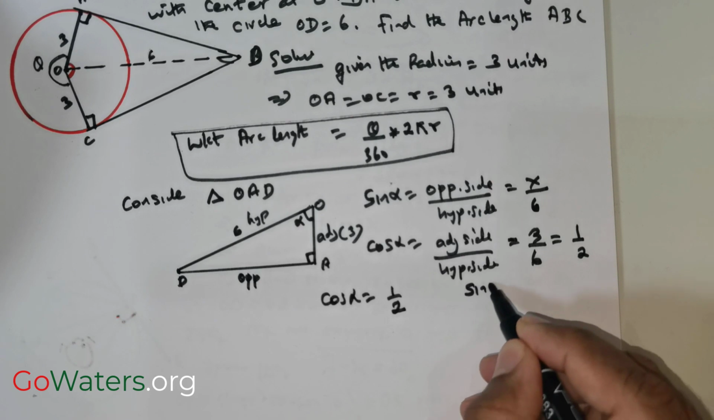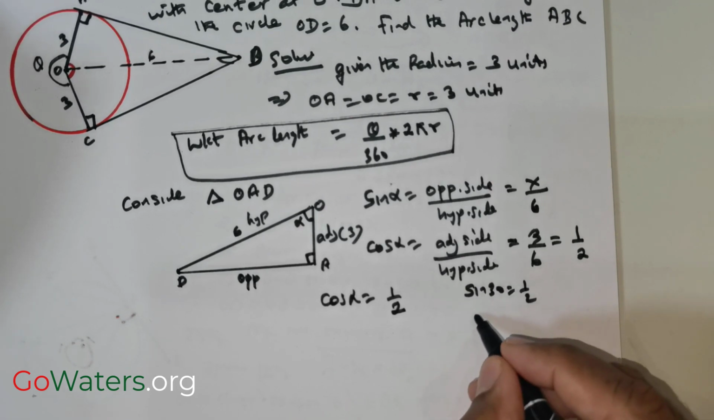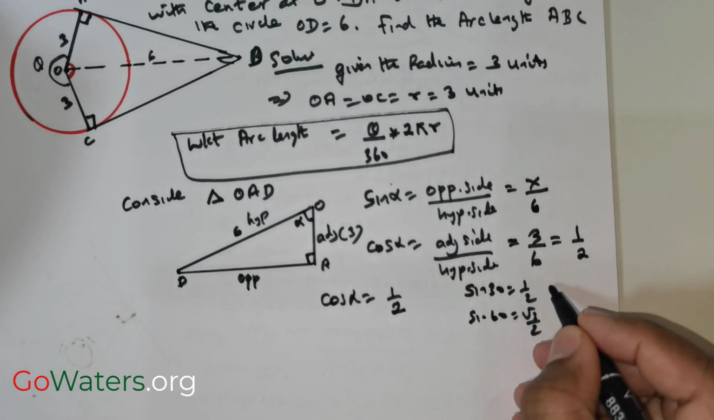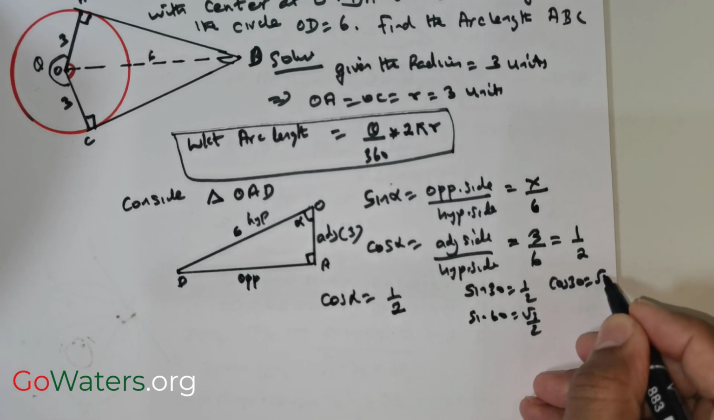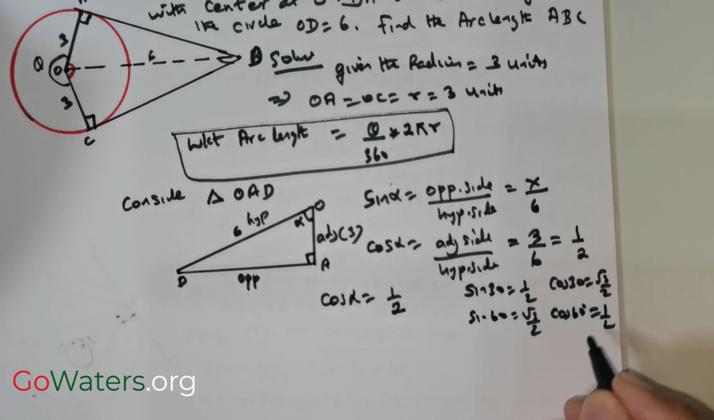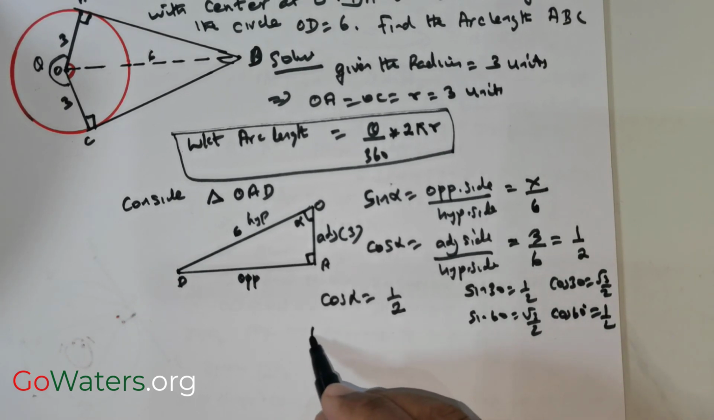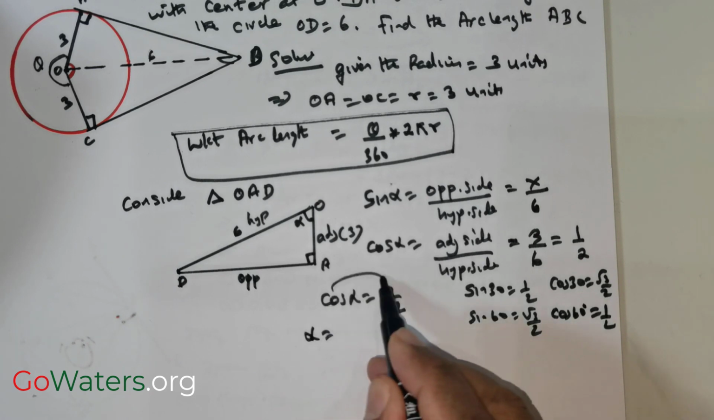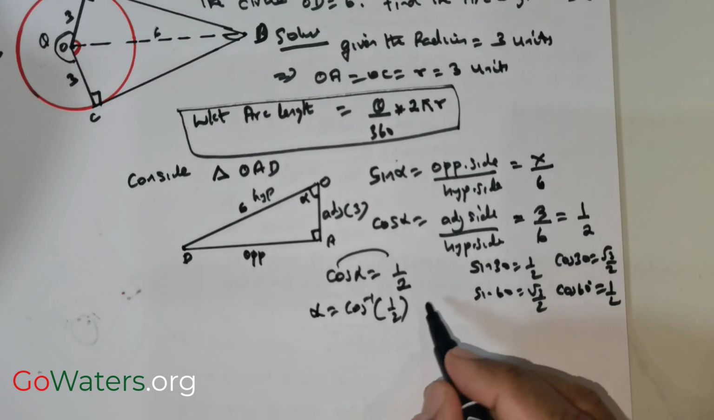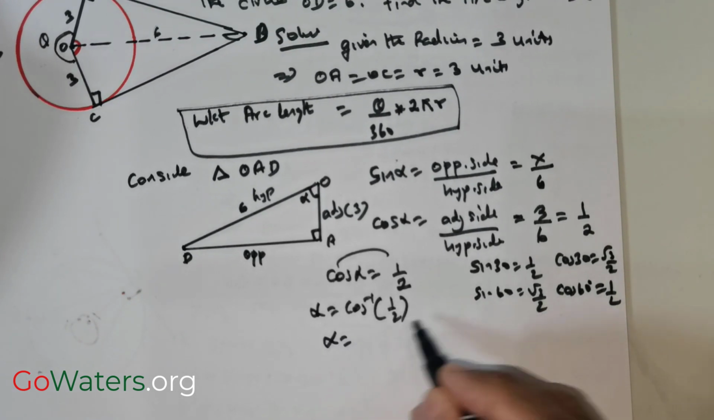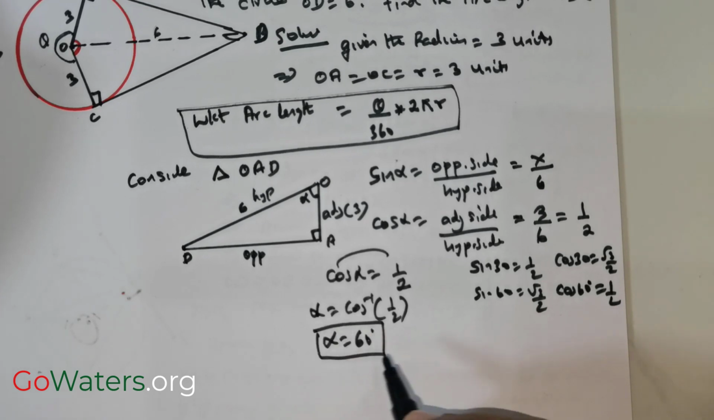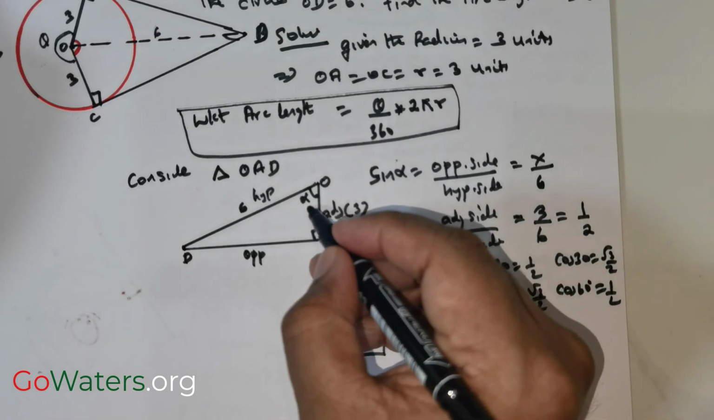Now we know that sine 30 is 1 over 2, but sine 60 is root 3 over 2. In this case cos 30 is root 3 over 2, and cos 60 is 1 over 2, right? So we are looking for cos alpha. So alpha is equal to, you move this cos to the other side, cos inverse of 1 over 2. So cos inverse of 1 over 2, the value of alpha is 60 degrees. So alpha is equal to 60 degrees. So clearly we've got alpha.